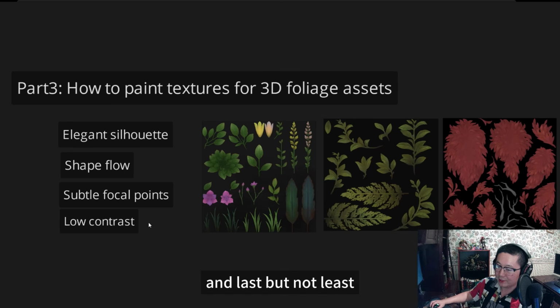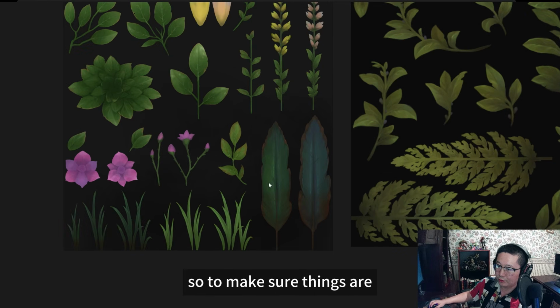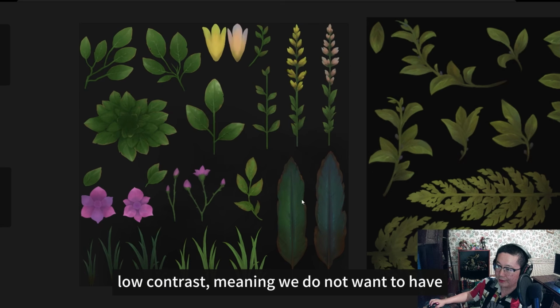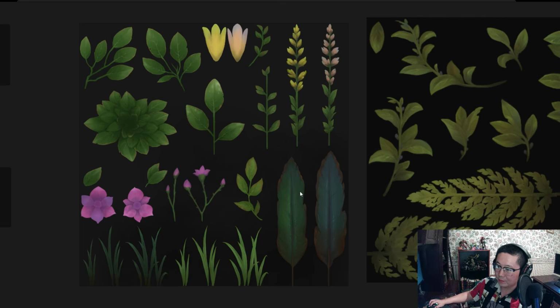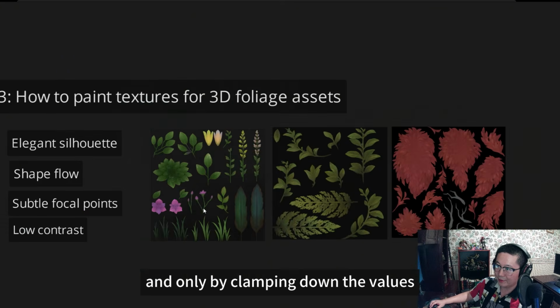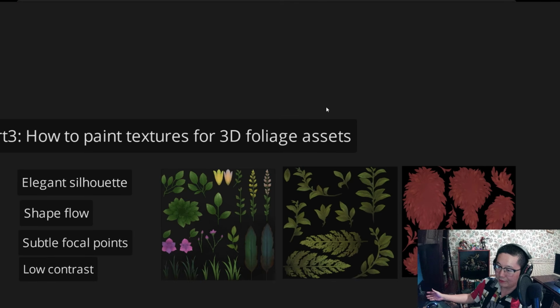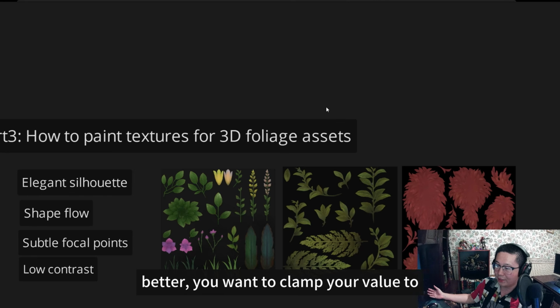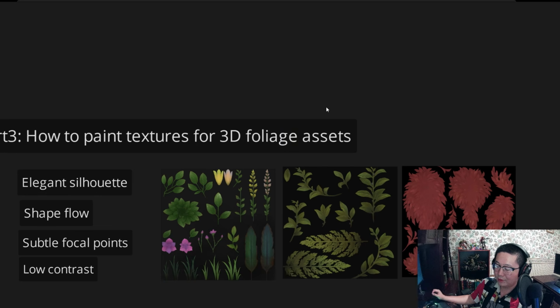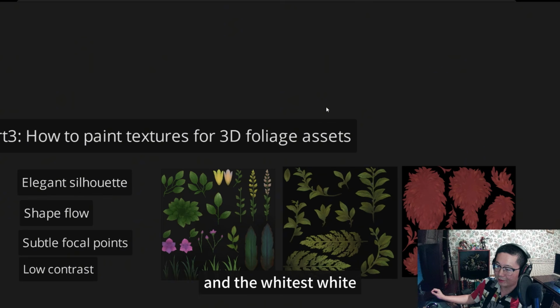And last but not least, we also want to make sure it's very low contrast. Okay, so to make sure things are low contrast, meaning we do not want to have a very strong shadow or a very bright highlight. And only by clamping down the values, I know we talked about clamping down the values for stylized art in general. If you want to make your stylized art look better, you kind of want to clamp your value to 80 to 20 without tapping into the dark is dark and the white is white.